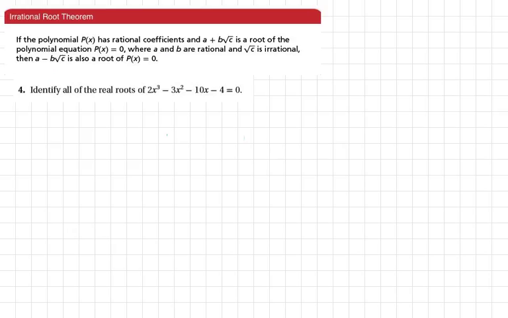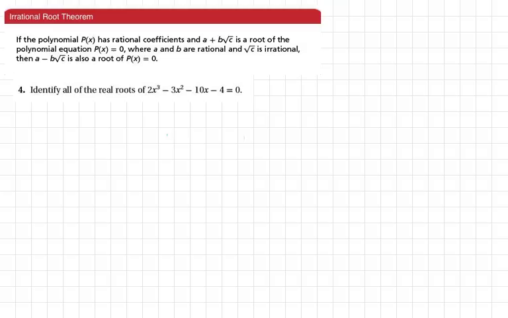Okay, last theorem here, the irrational root theorem. If the polynomial p of x has rational coefficients and a plus b root c is a root of the polynomial equation p of x equals 0, where a and b are rational and root c is irrational, then a minus b root c is also a root of p of x equals 0. What that's really saying is what we said earlier in chapter 2, is that roots come in conjugate pairs. So if a plus b root c is a root, then a minus b root c is also a root.